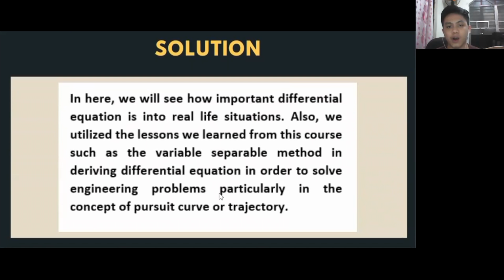In here, we will see how important differential equations are in real-life situations. Also, we have been able to utilize the lessons we learned from this course, such as the variable separable method in deriving differential equations in order to solve engineering problems, particularly in the concept of pursuit curve or trajectory.